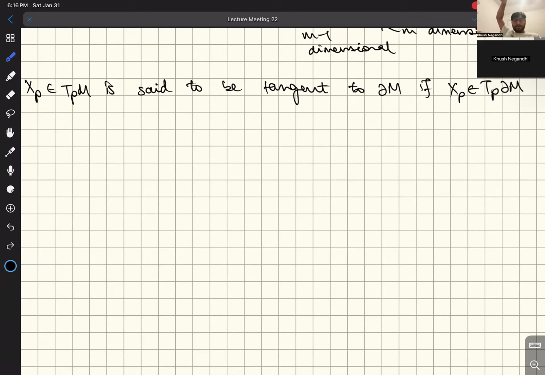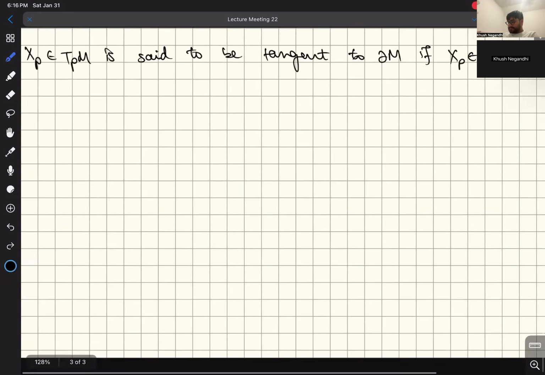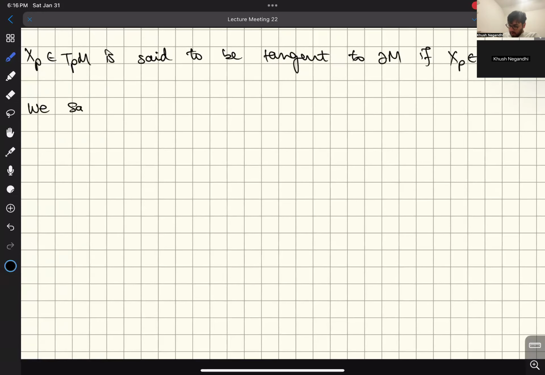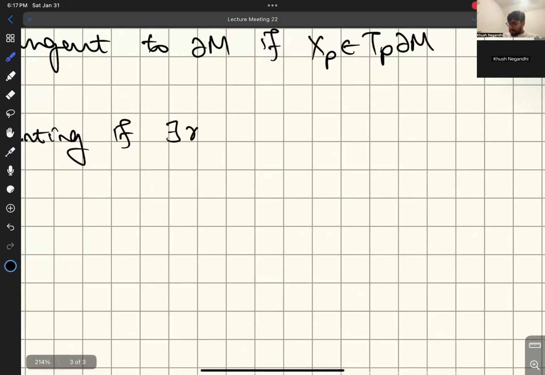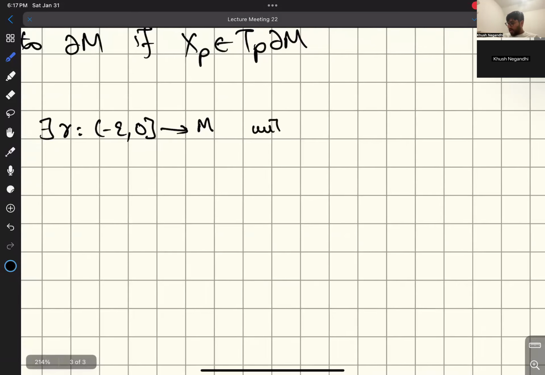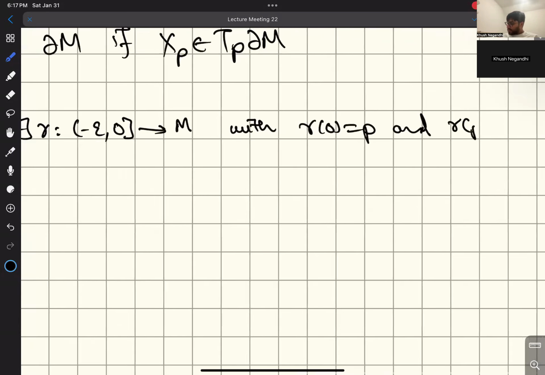So we start with a curve that starts at the interior, comes in, hits the boundary, and then the velocity vector points outward. So we say X_p is outward pointing if there exists a gamma that starts somewhere in the interior, with gamma prime at zero equal to X_p.